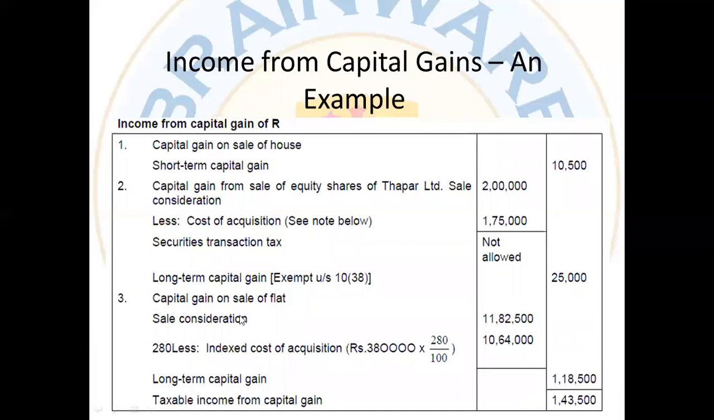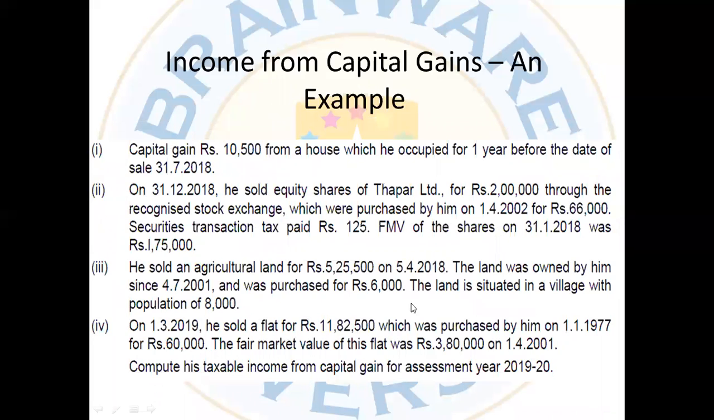Then after that, for the sale of the flat, the sales consideration is 11,82,000. Then same, look at the sum. Yes, the selling price is 11,82,000. Purchase price was 60,000, and the fair market value as of the first was 3,80,000. Now look at this. The date is 1/1/1977, but we know the base year is 2001-2. So remember, if the purchase was made before 2001-2, there will be a fair market value in the sum, and we will take that fair market value at the time of cost of acquisition.